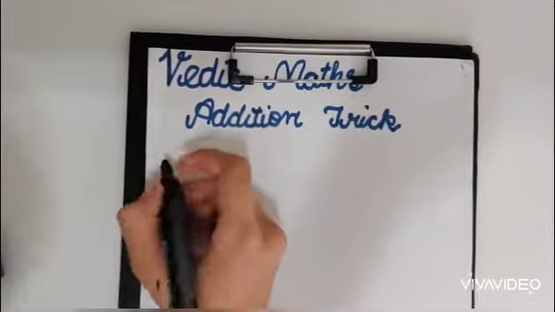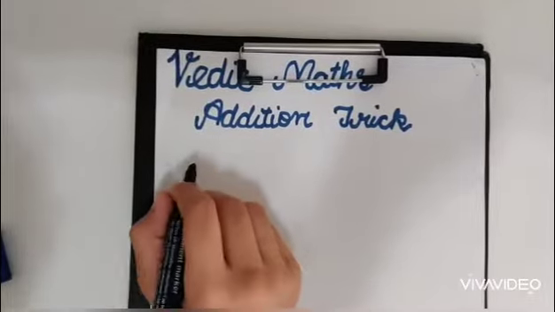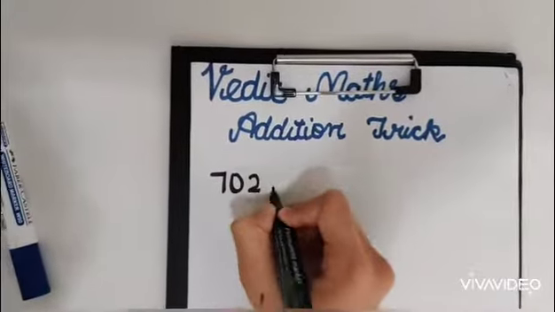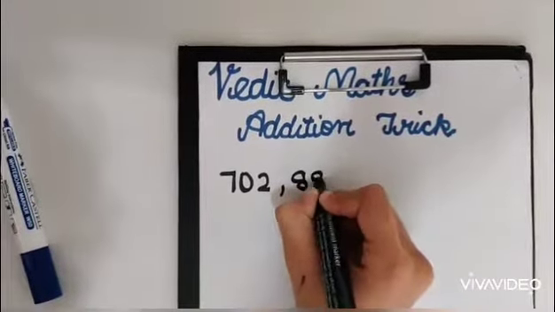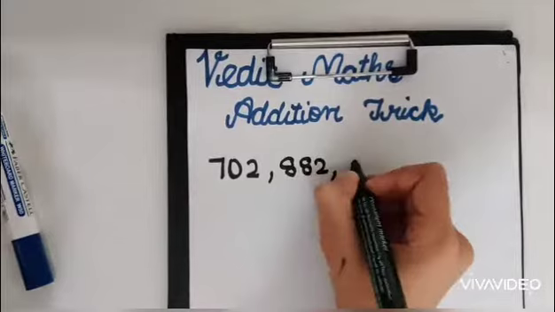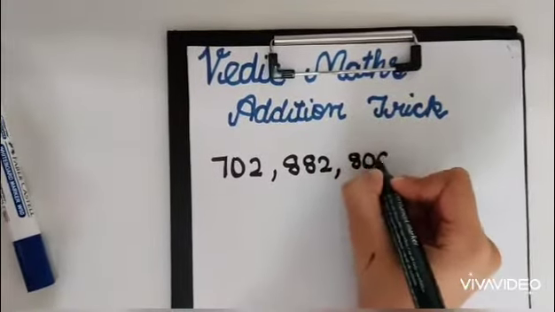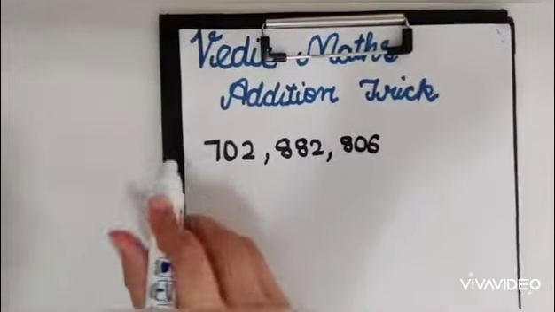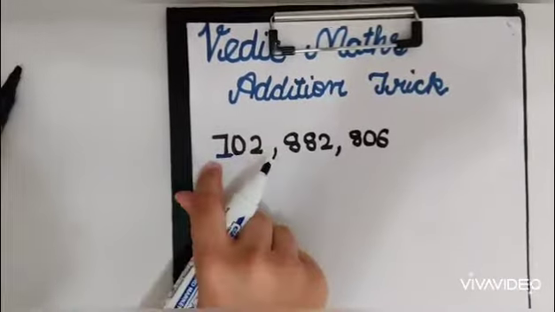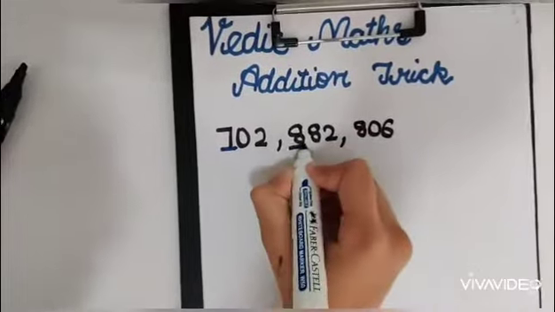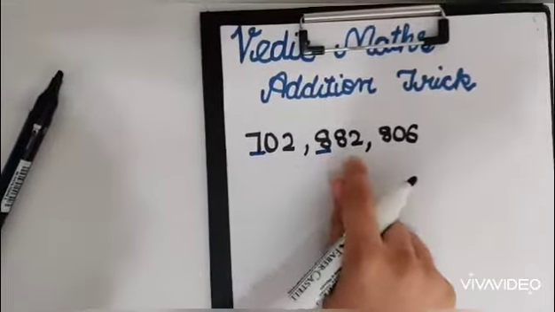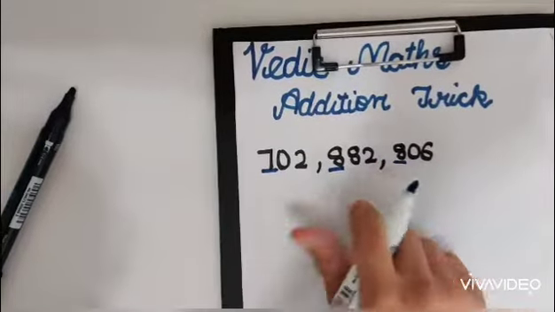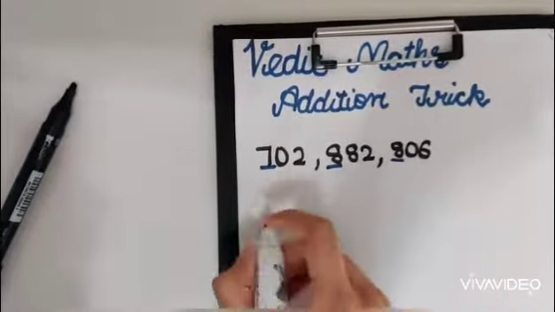So let's take any 3-digit numbers, say 702, 882, and 806. Okay, so now we have to see what is the hundreds place. 7 is the hundreds place for 702, 8 is the hundreds place for 882, and 8 is again the hundreds place for 806. Now we have to add all the hundreds place.